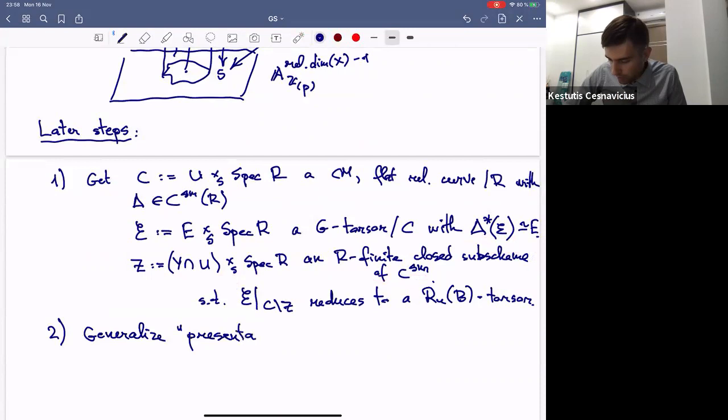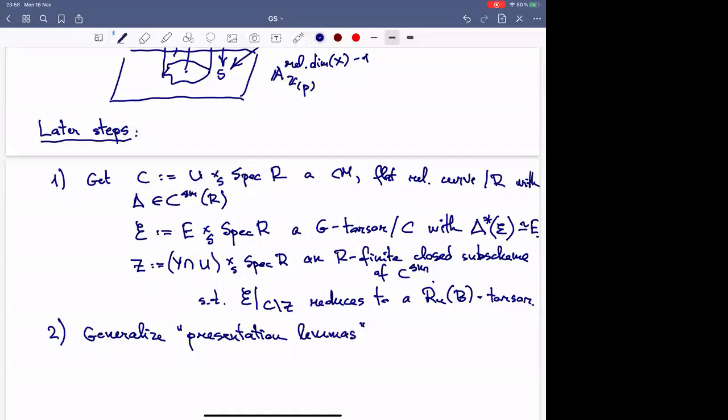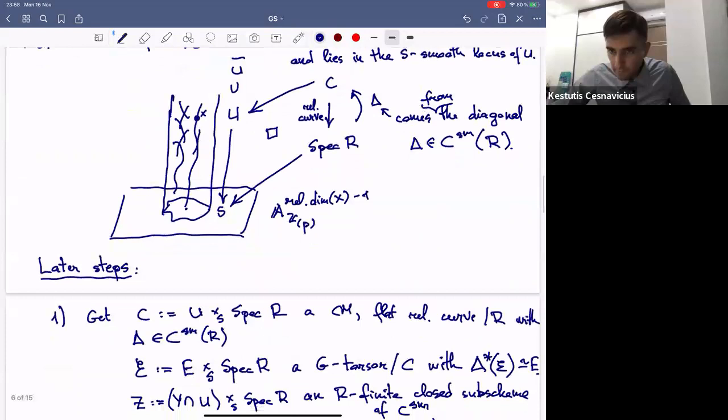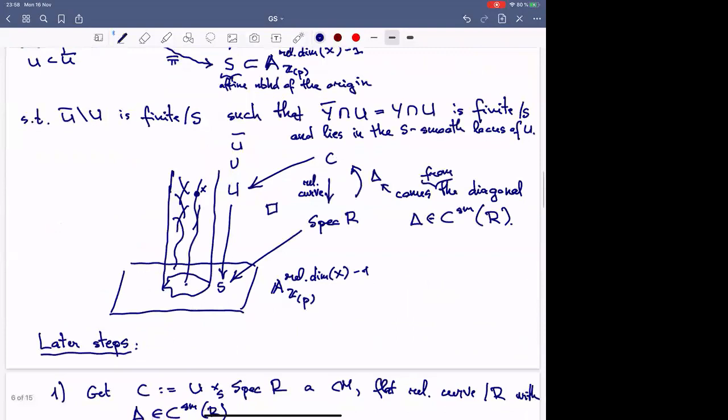May I ask you a simple question? Yeah. The question is, what is the codimension of Z in the curve C? Sorry, what is the codimension of this bad locus Z?